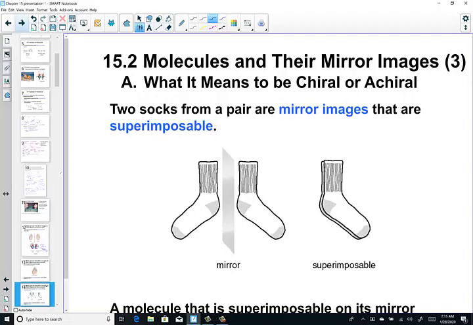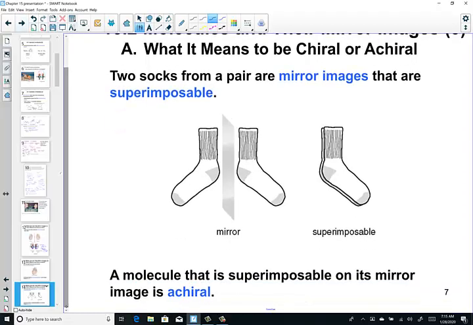And yet, a sock, for example. Does it matter which foot you put your sock on? Not at all. Socks are said to be achiral because they are superimposable mirror images. There's no difference between your left and your right sock. There is no such thing as a left and a right sock. But it's not true for a glove. Gloves are a chiral object. Socks are an achiral object.